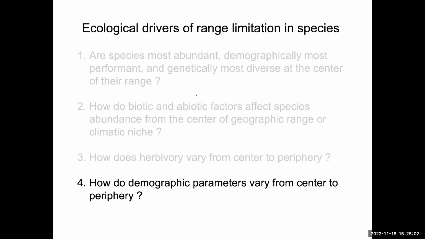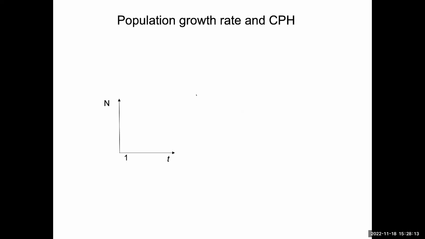Now, my last question is to ask how demographic parameters vary from center to periphery. So far, I have used species abundance. And when we use species abundance, we just have a snapshot of what is happening at the population level. It doesn't tell us if the population will increase or decrease over the long term.